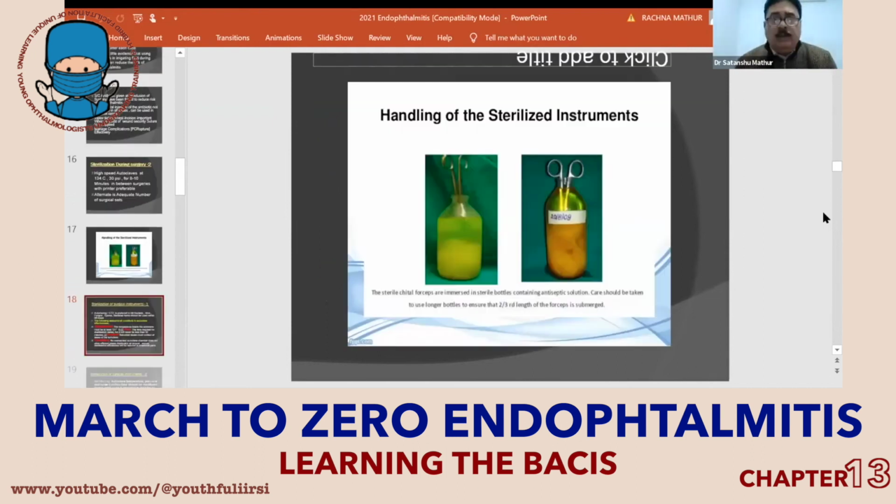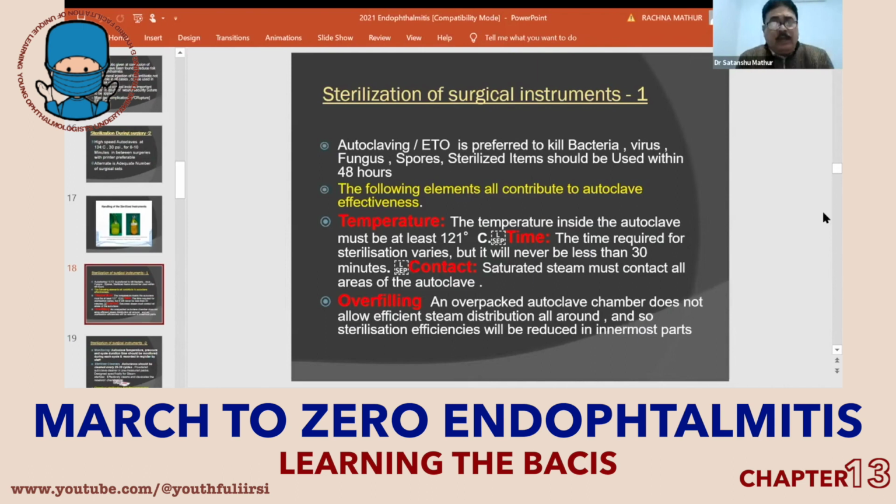Autoclaving is very important. I know so many staff, if you go and ask them, they do not know actually what they have to do. It is not the temperature only, that 134 is achieved. It is time also. You should stay there for at least 30 to 40 minutes.